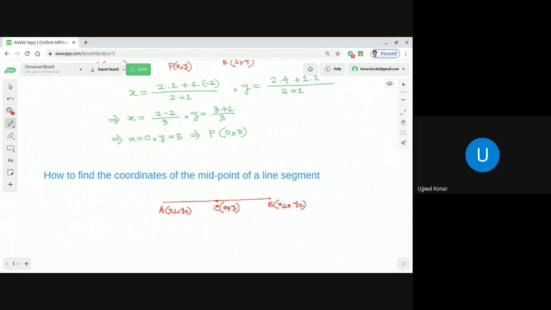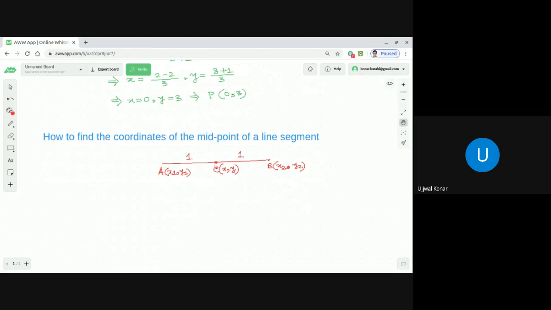When we say that C is the midpoint of A and B, AC is to CB is equal to 1:1, dear students. Then how can we find the values of x and y in terms of x1, x2, y1, y2? Pretty simple. We just apply the formula. For the initial few days, you can draw arcs marking 1 from B and 1 from A. So x should be equal to 1 into x2, that is 1 into the x coordinate of point B, plus 1 into the x coordinate of the point A, divided by 1 plus 1.